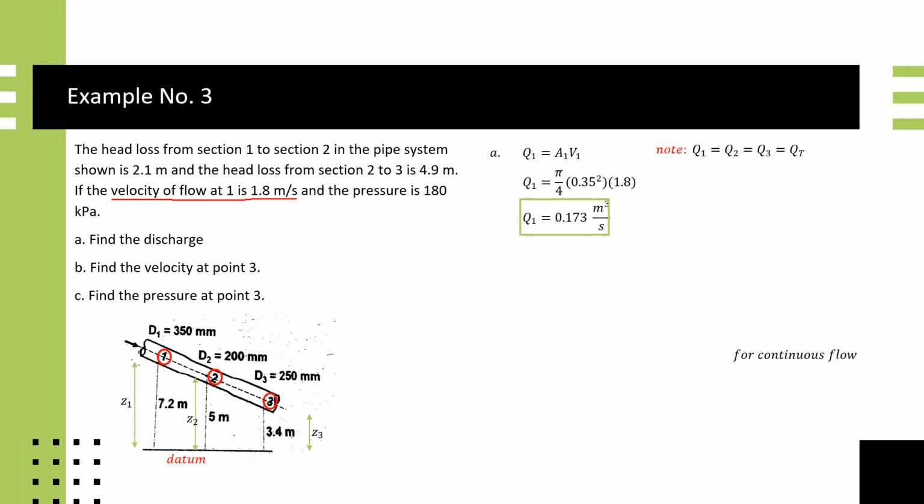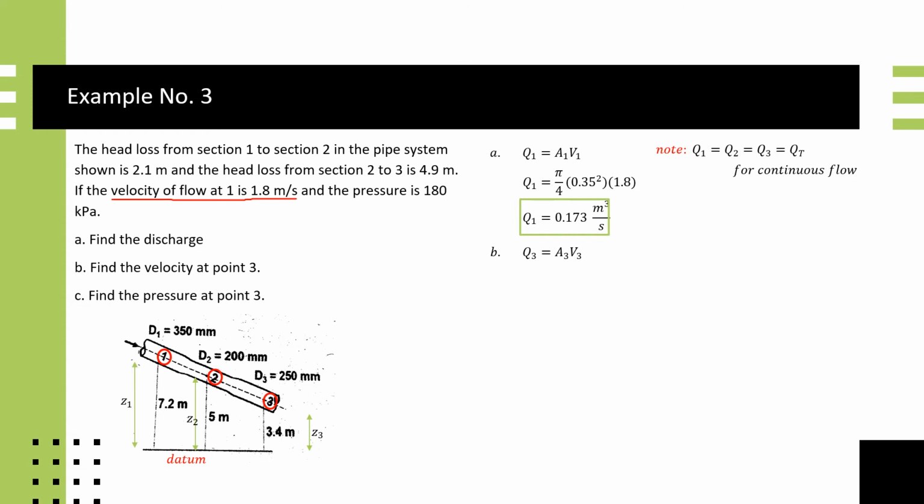Okay? Next is letter B. For continuous flow, letter B. Find the velocity at point 3. Ano kaya yan? So, Q3, velocity lang naman ang hinahanap. So, pwede mong gamitin yung Q3, Q is equal to AV ulit.